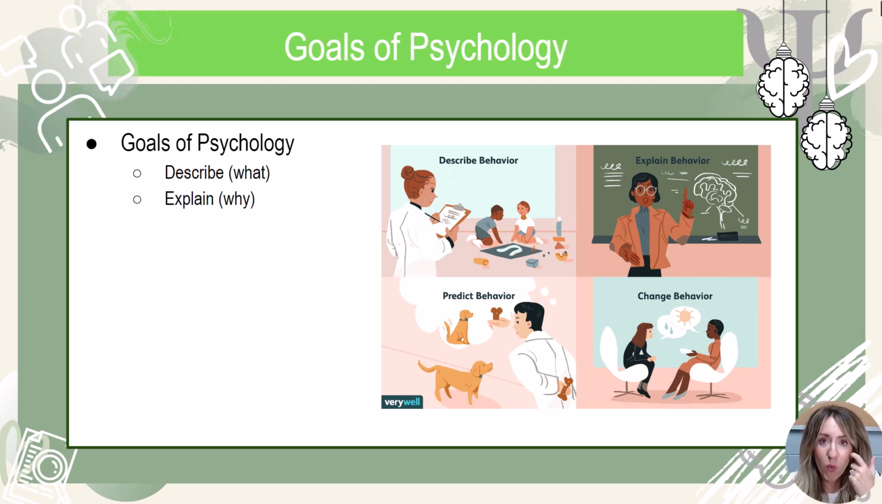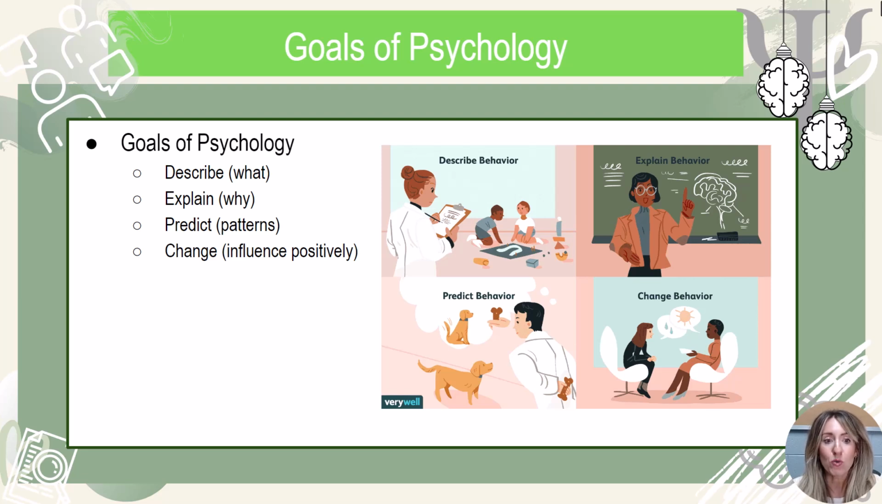Then we want to explain why. So yes, you could describe what's going on, but knowing why it happens can really help us then either predict patterns in the future. So when we see A happen, then B happens. And eventually, if we can start making lots of predictions, we might be able to positively influence or change behavior. So no matter what kind of psychologist you are, no matter what your perspective is or the lens that you focus on, your goals of psychology are going to be the same.